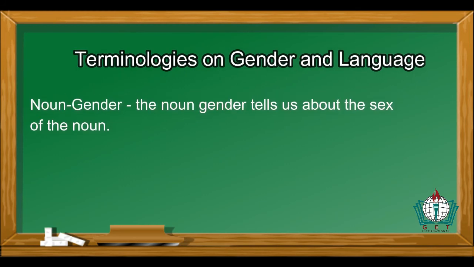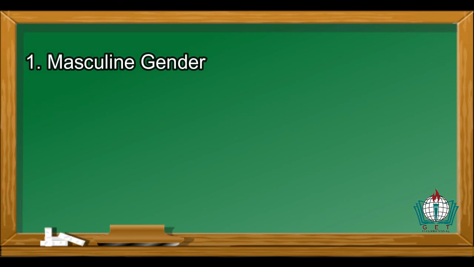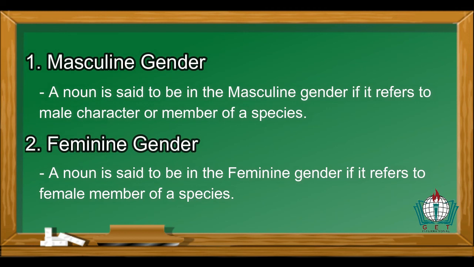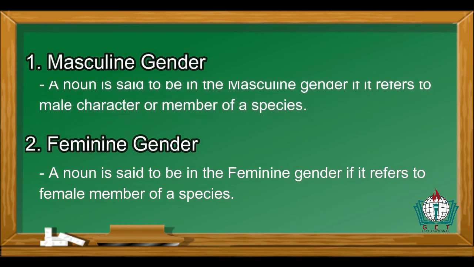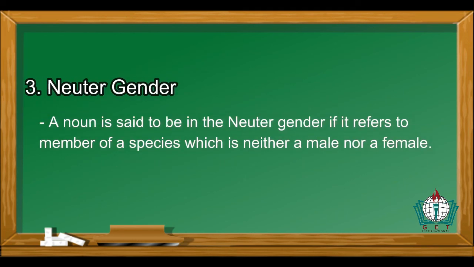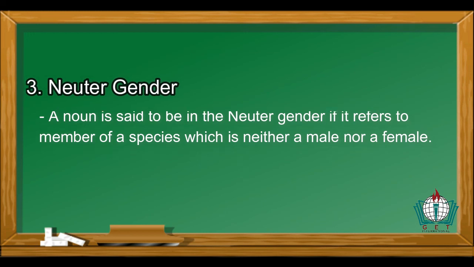Noun gender. The noun gender tells us about the sex of the noun. 1. Masculine gender. A noun is said to be in the masculine gender if it refers to a male character or member of a species. 2. Feminine gender. A noun is said to be in the feminine gender if it refers to a female member of a species. 3. Neuter gender. A noun is said to be in the neuter gender if it refers to a member of a species which is neither a male nor a female.